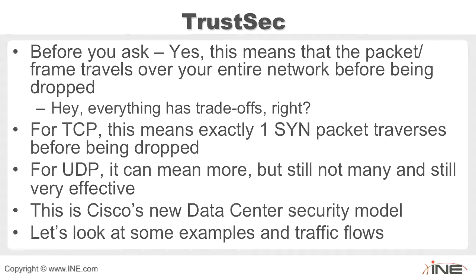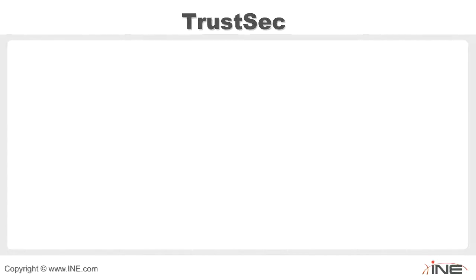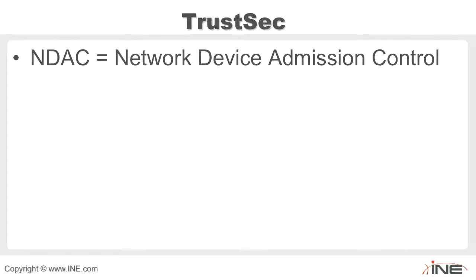So we actually already went ahead and looked at some examples, at least the traffic flows. We're going to look at the command line here in just a moment. One other thing before we go out and actually look at that command line and example is NDAC, the Network Device Admission Control. So the idea is that I have authenticated and authorized network devices.